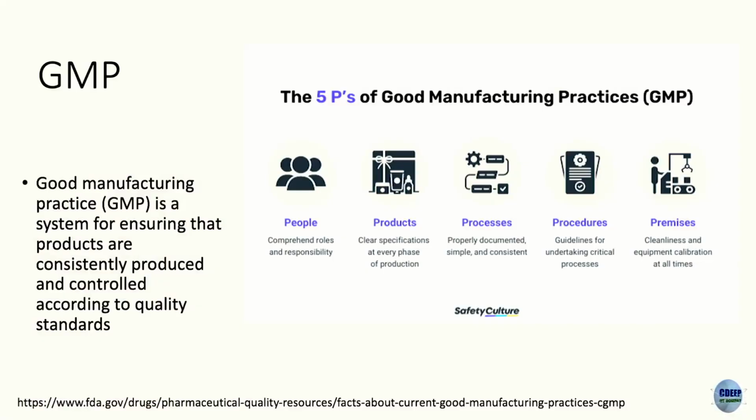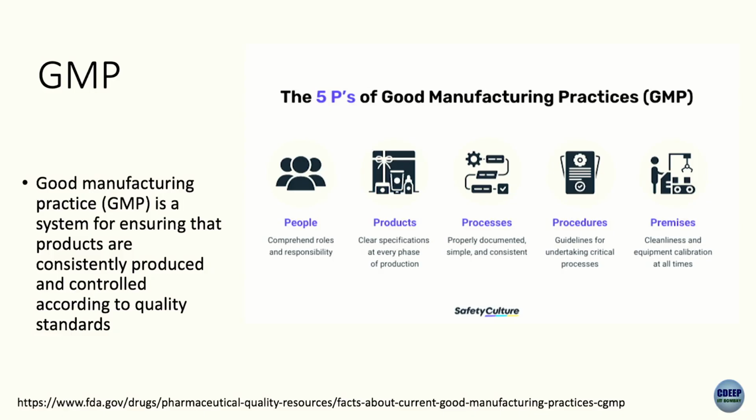So if the product is being developed, in R&D it is fine, you can vary, like do a little bit of variation to optimize the process. Once it is optimized, stick to a fine, defined protocol for manufacturing. So the second thing is clear specification at every phase of production. That is the second P in the GMP.